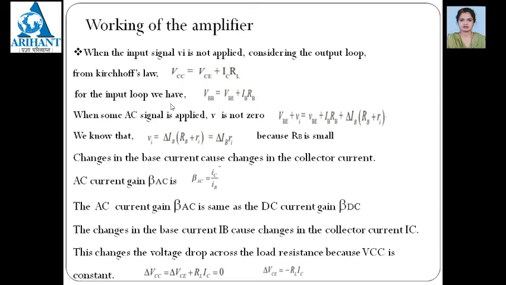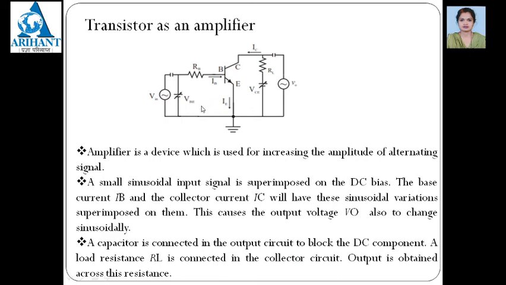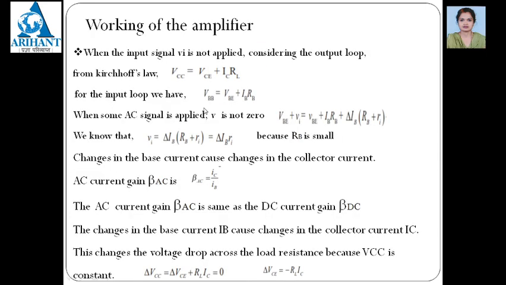And for the input loop, VBB is equal to VBE plus IBRB. Here VBB, whatever the input is, is nothing but IB into RB. If you see from this loop, this is positive, and then VBE plus IBRB. When some AC signal is applied, Vi is non-zero. So what will happen? When you apply some input voltage, it should be added to this DC.